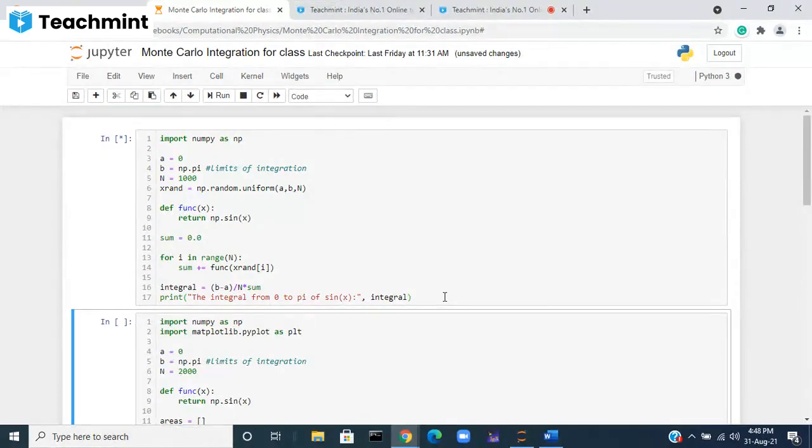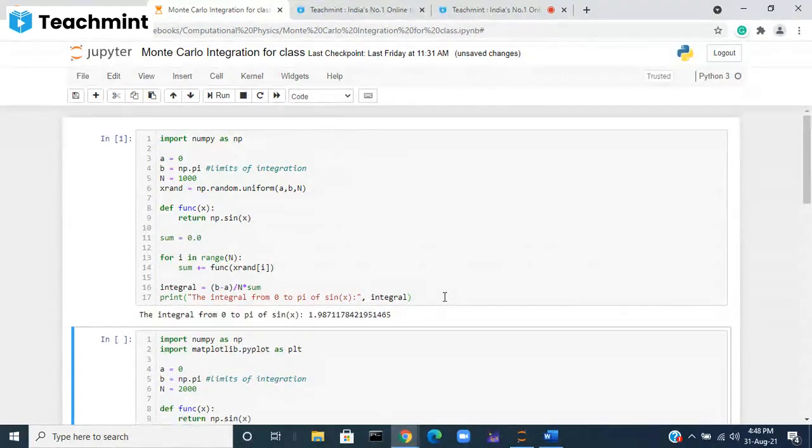In this Monte Carlo simulation, we should get a number which is very close to the exact answer, 2. Okay, here we have obtained a number which is very close to 2: 1.98711.